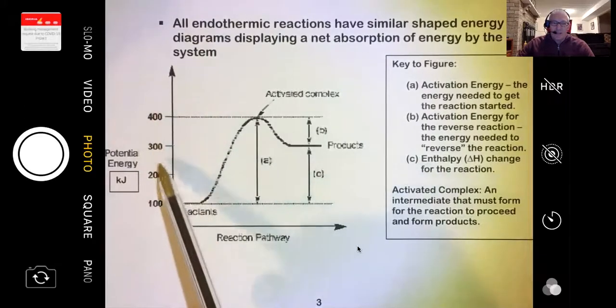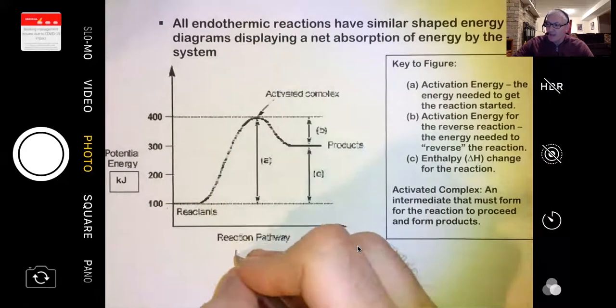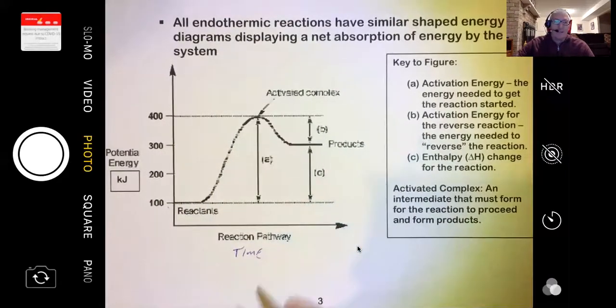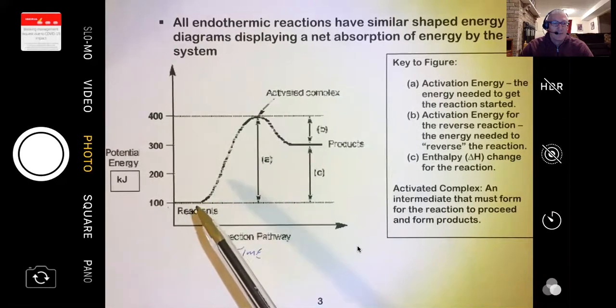So let's look at the energy diagram for an endothermic reaction. Again, potential energy, the energy stored in the chemical bonds, is on the y-axis. Reaction pathway is along the x-axis. This is time. So if I asked you, how much energy do the reactants have at the beginning? You'd look and say, okay, the reactants are sitting at 100 kilojoules of energy.